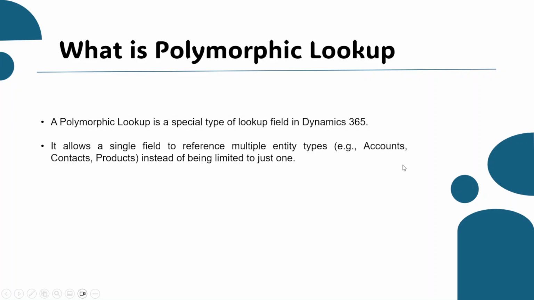So first of all, let's see what a polymorphic lookup is. A polymorphic lookup is a special type of lookup field in Dynamics 365. Normally, whenever we use a lookup field, it references only one table from another table. But as the name indicates, with a polymorphic lookup, the lookup field can reference multiple tables and multiple entities in a single lookup field.